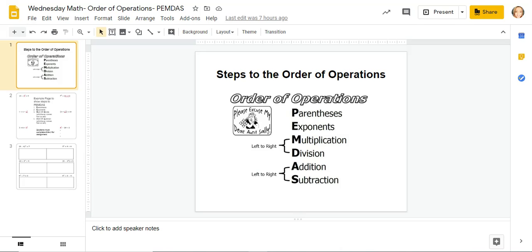So a silly little way to help you remember PEMDAS, or the steps to the order of operations, is: please excuse my dear Aunt Sally. PEMDAS, please excuse my dear Aunt Sally, and some kids like to say, because she farted. Whatever it takes for you to remember the steps.